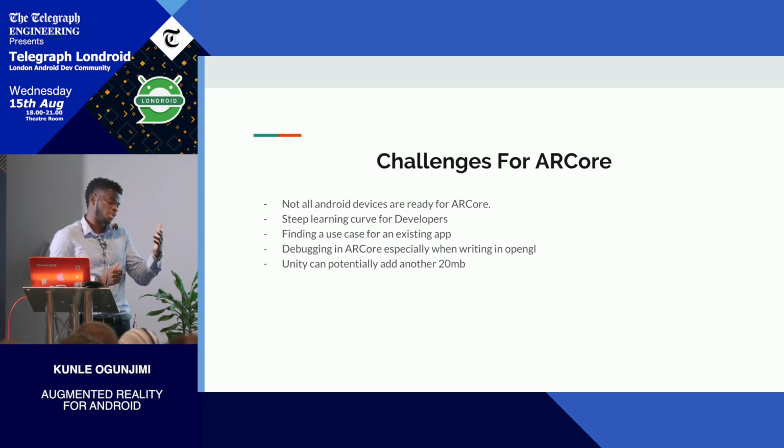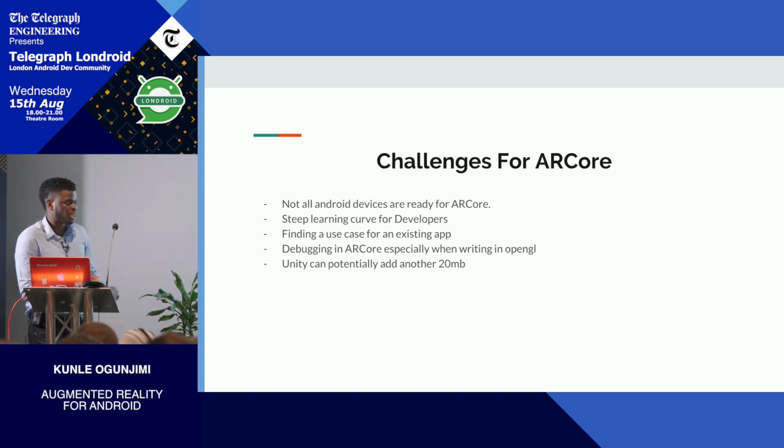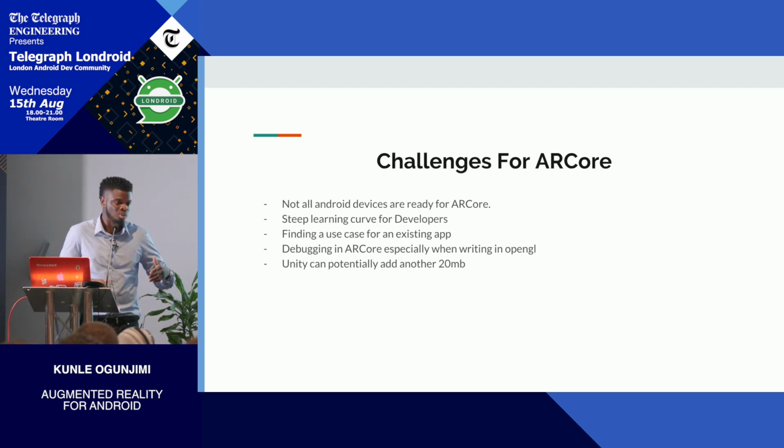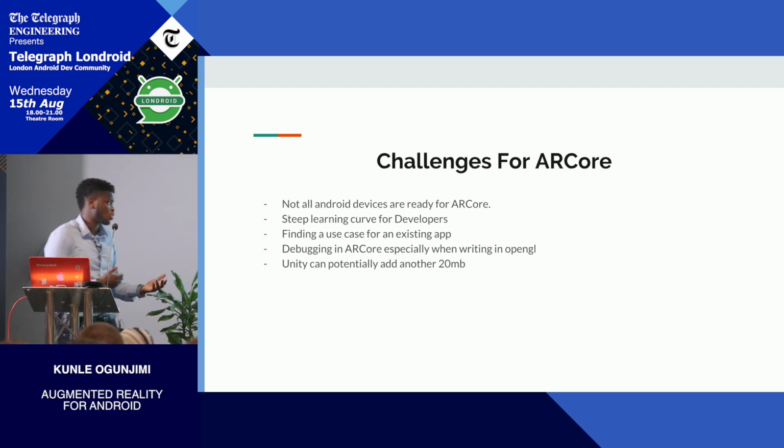Especially if you've written the engine with OpenGL, it can be a problem. It'll be hard to debug because you don't understand if it's the equation that I've written or the algorithm that I've written that is wrong. So it can be a headache. I think just working with OpenGL is a headache, period. But again, you can use Unity to get started, but you're adding 20 megabytes. So you need to understand, is this really what you want for your app?